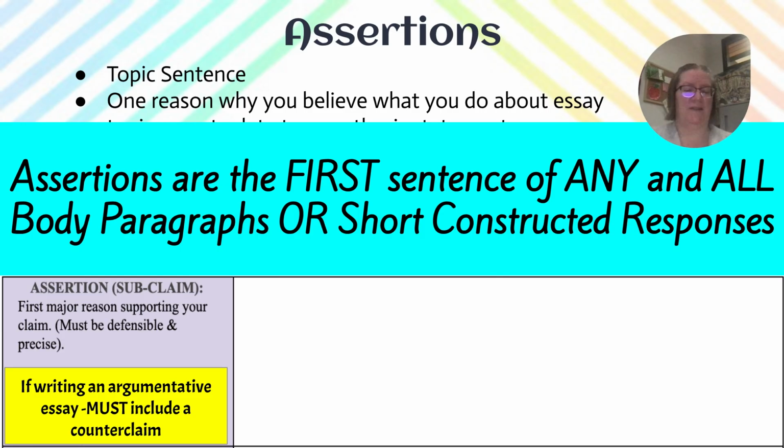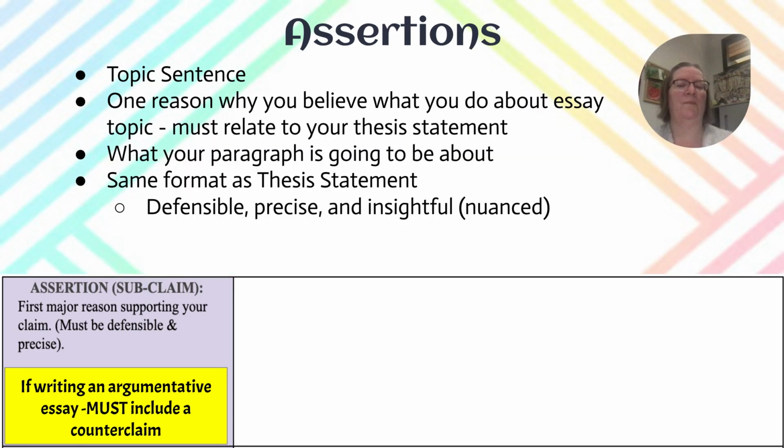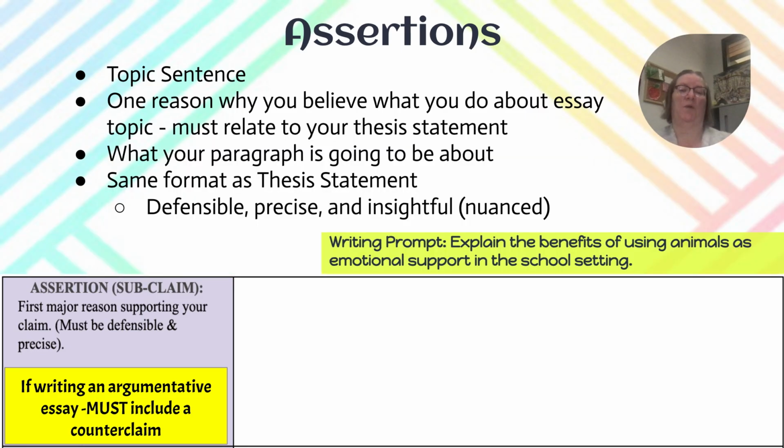So, now let's take a look at an example. So for this example, I am using the writing prompt, explain the benefits of using animals as emotional support in the school setting. So I am providing you an example of what an informative or expository assertion would look like. If you were writing an argumentative essay, you would need to include a counterclaim at some point in your body paragraphs. And we'll talk about that when we actually deal with that style of writing, which is not where we're at currently. So here's an example of an assertion.